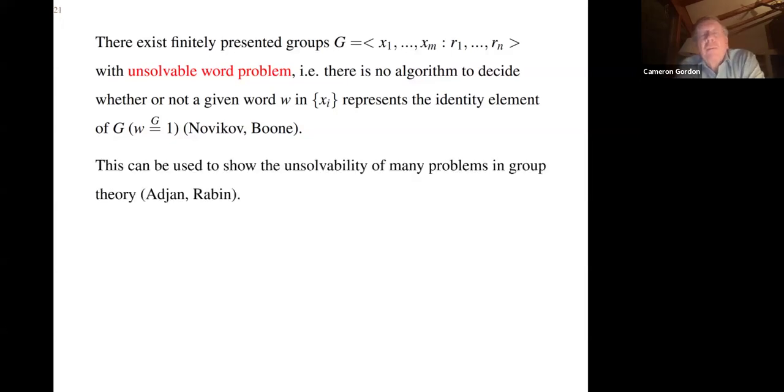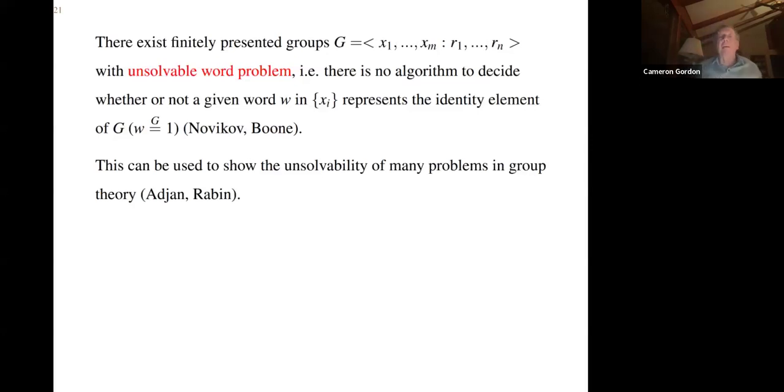This was then used to show the unsolvability of many problems in group theory, by many people, but Adyan and Rabin systematized that initially. Let me just explain how that goes. It's not that mysterious. You just have to do it, of course. Once you have a finitely presented group with unsolvable word problem, suppose you want to prove that you can't decide whether a given finitely presented group is trivial or not.